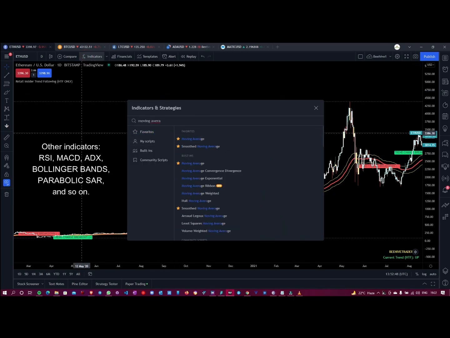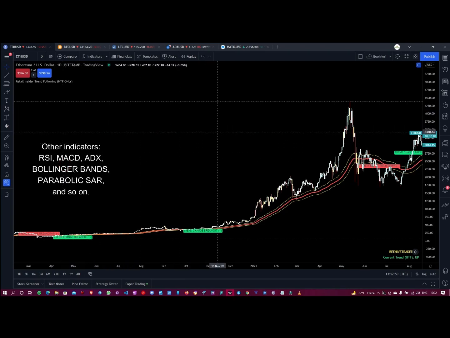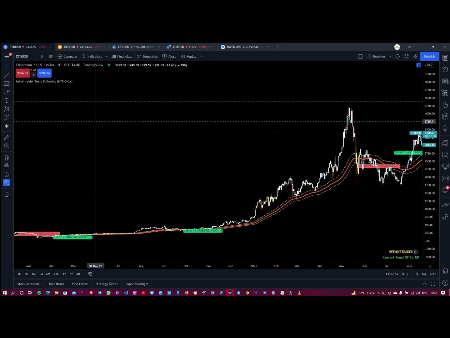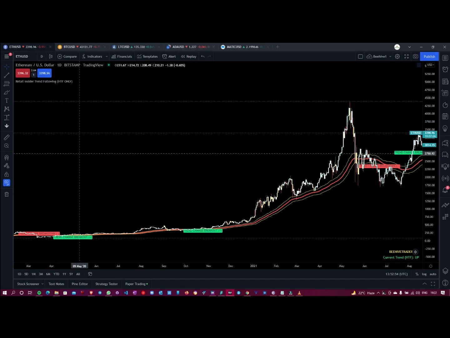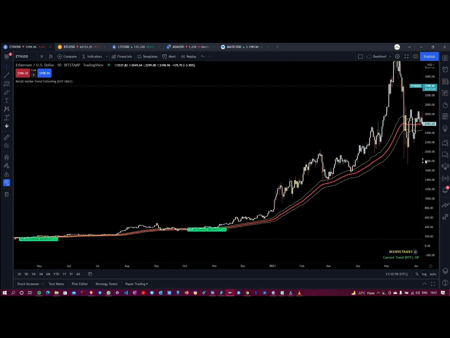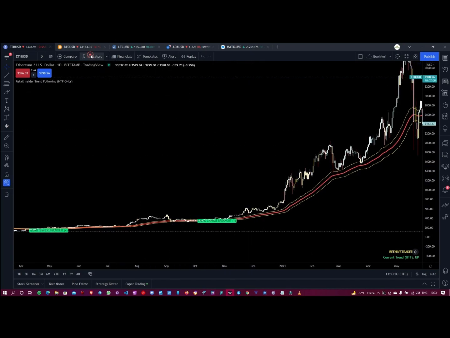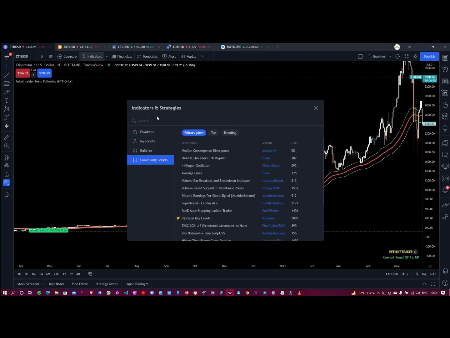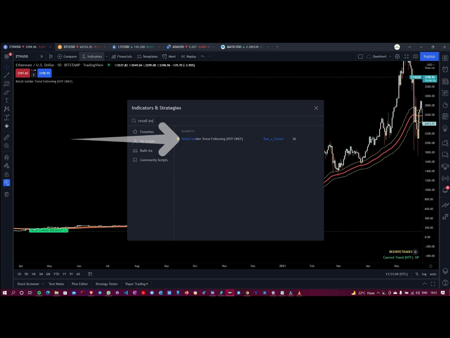How to use my indicator? I'm assuming you have a TradingView account. If not, it's fine. Link is in the description, and don't worry, you can sign up and use the free TradingView account as well. There won't be any difference. So after opening TradingView, go to this indicators tab, click on community scripts and search for Retail Insider and this one. Be a Trader is my TradingView account. Just hit the favorite button if you want.